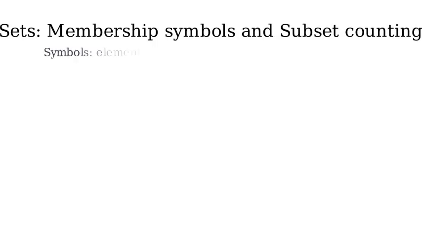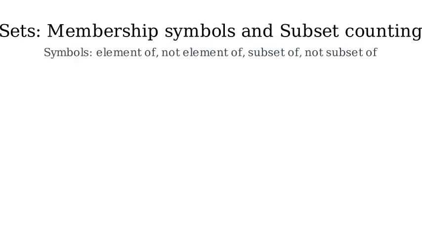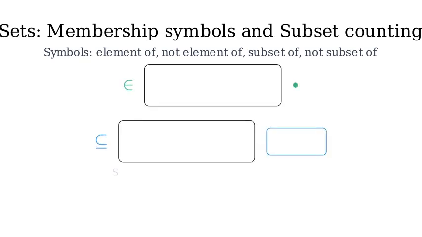In this lesson, we will master the membership and subset symbols, and then use the pattern 2 to the n to count subsets with confidence. Here is the picture to keep in mind. Element of is for a single object sitting inside a set. Subset of is for a whole set sitting inside a bigger set. The slashed versions mean not inside and not a subset.